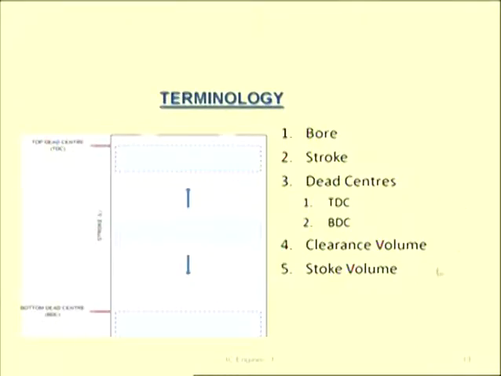Now let us start with the terminology. Terminology means the different terms we use when we talk about IC engine phenomena. One is bore, second is stroke, third is dead center, fourth is clearance volume, and fifth is stroke volume or swept volume. So assume that this is my cylinder and this is the inside diameter. The inside diameter is called the bore.